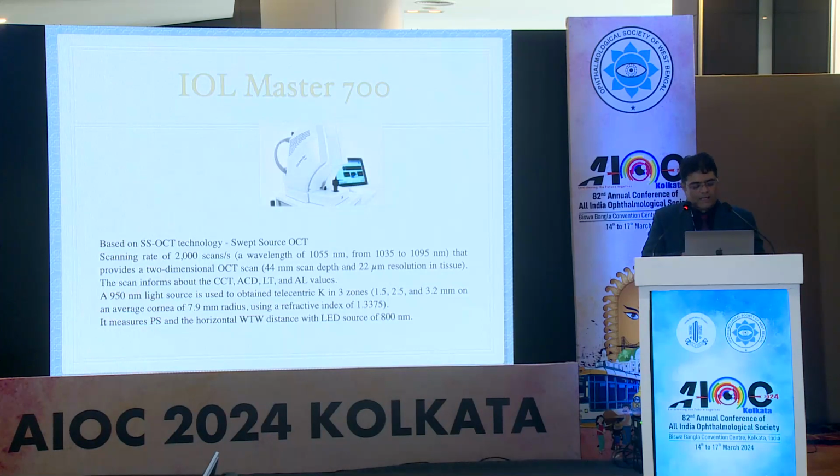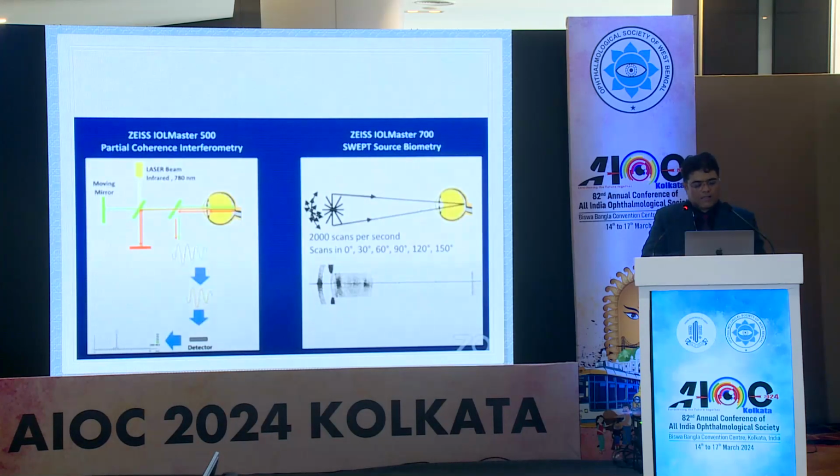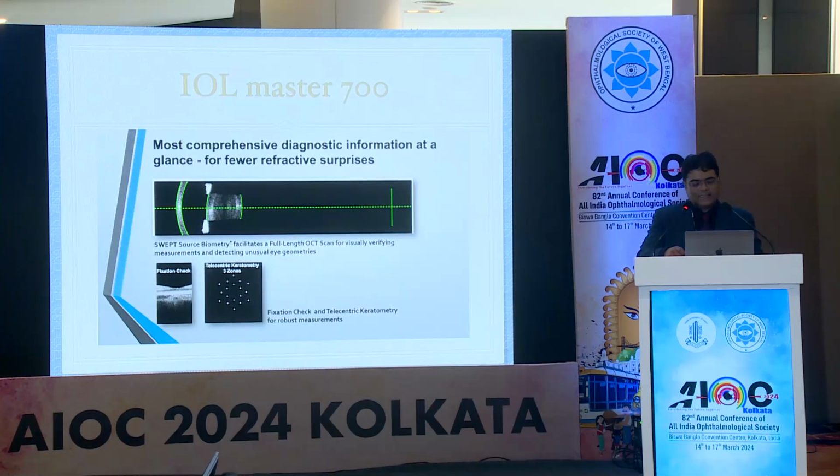So if we have a look at this, these are the 2000 scans which are taken per second. It scans at 0, 30, 60, 90, 120 and 150 degree axes. So it gives an image like this. So you can see OCT right from the front of the cornea to the back. You can check for foveal fixation: if you see a good pit there, it means fixation is good.